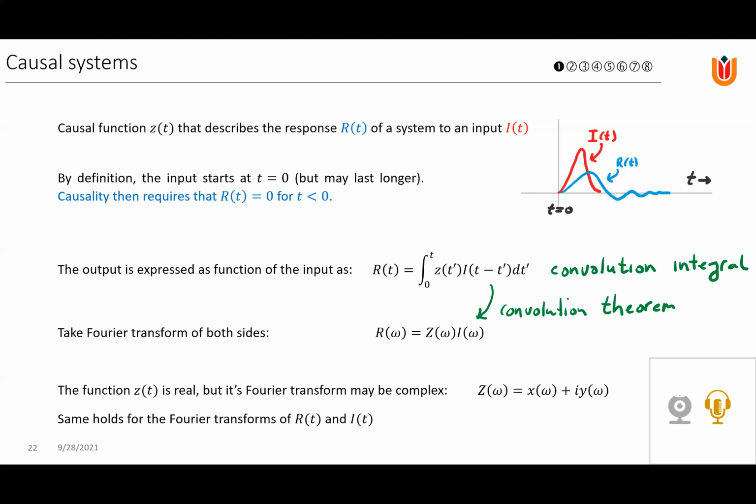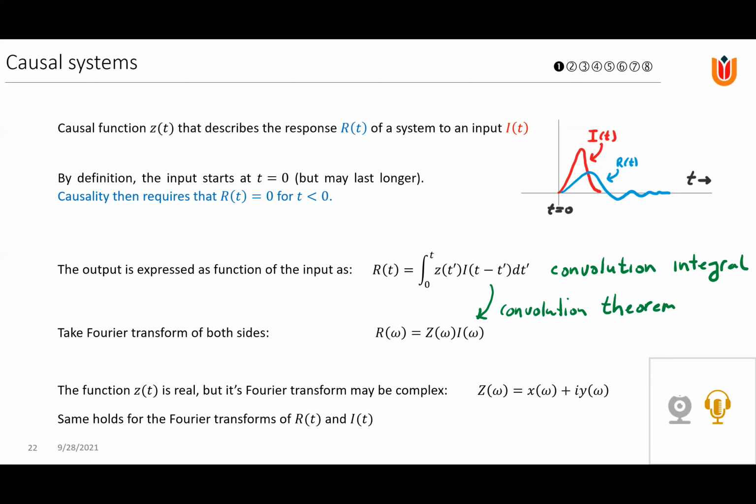So the function Z of t is real. So what does that mean? If it's real? That's not complex. That's one thing. So no, it is only an amplitude. So basically it only tells you how the response is at a given time.